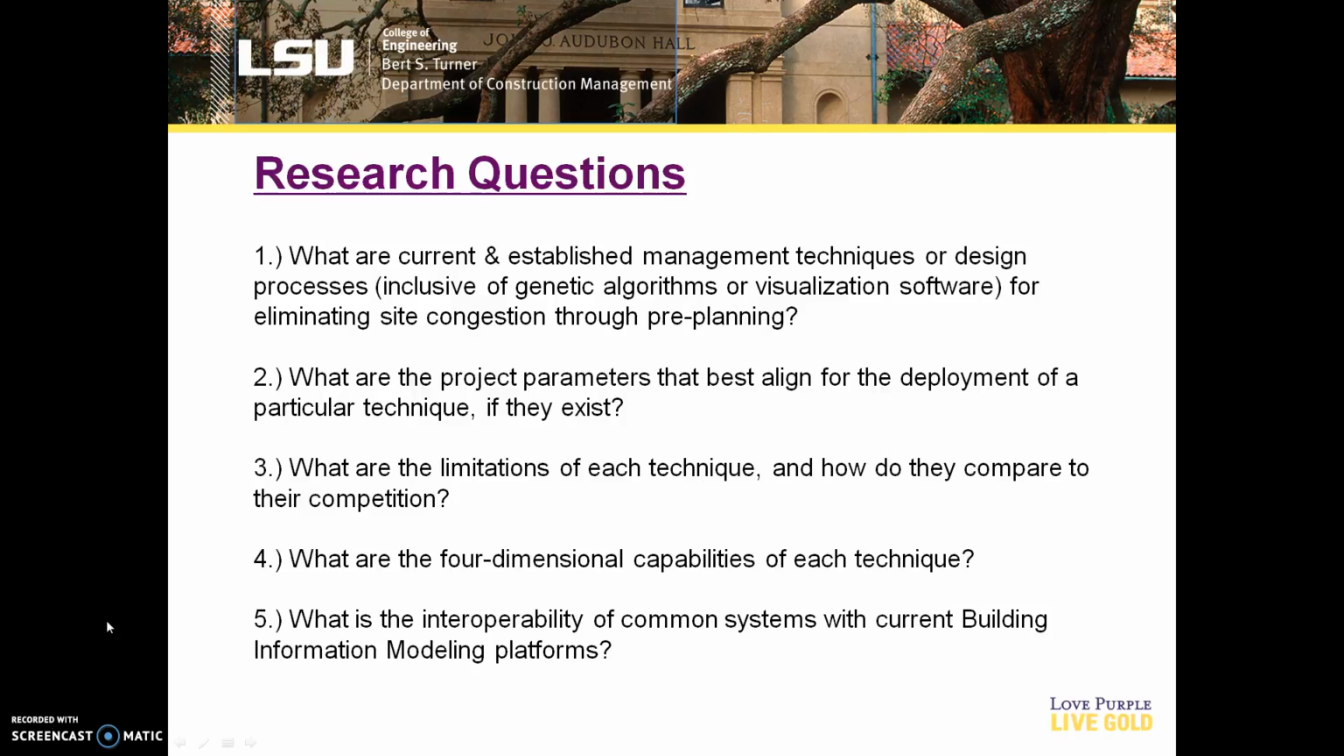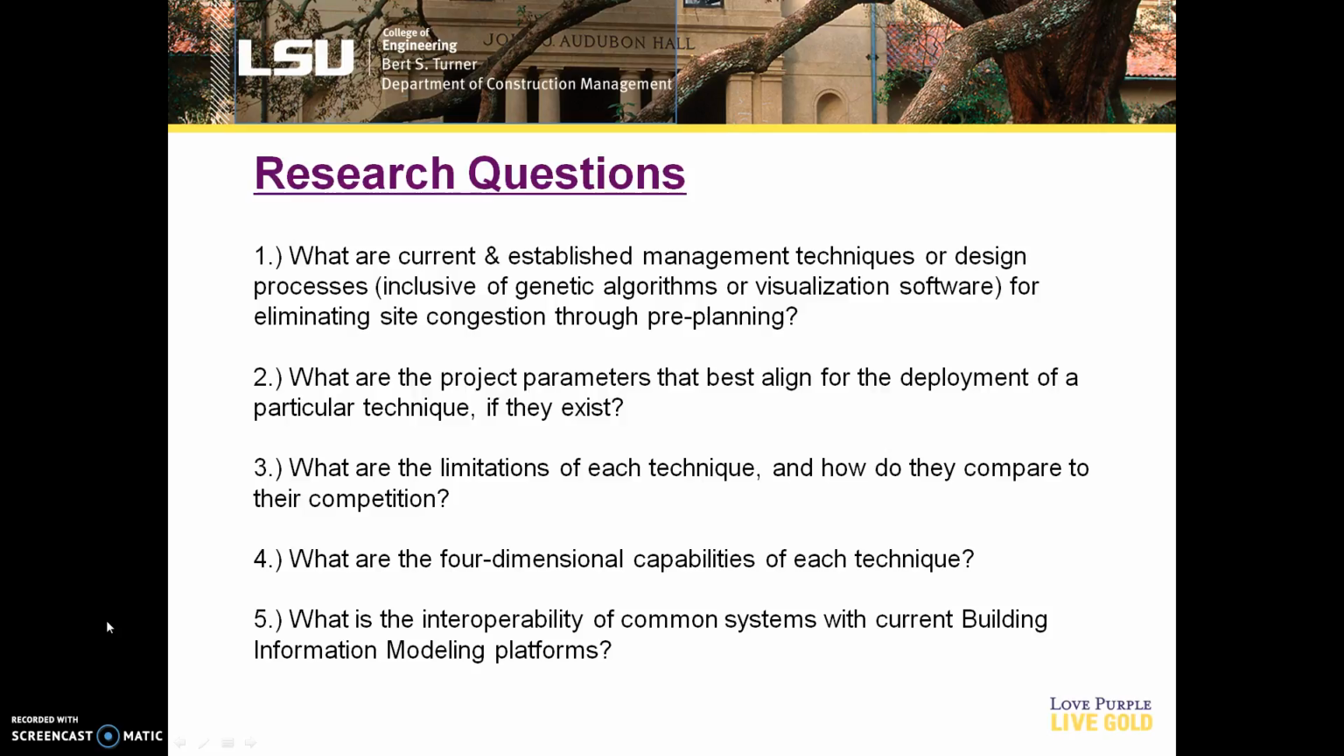And then the fifth research question is how do these systems interact? If you have an Excel-based solution, are you able to deploy that on some of the fancier gadgets nowadays, say an iPad or an iPhone? On the flip side, at the technologically diverse and complex side of the software systems, say you have a full-blown 5 or 6 dimension BIM platform like Revit or Navisworks.